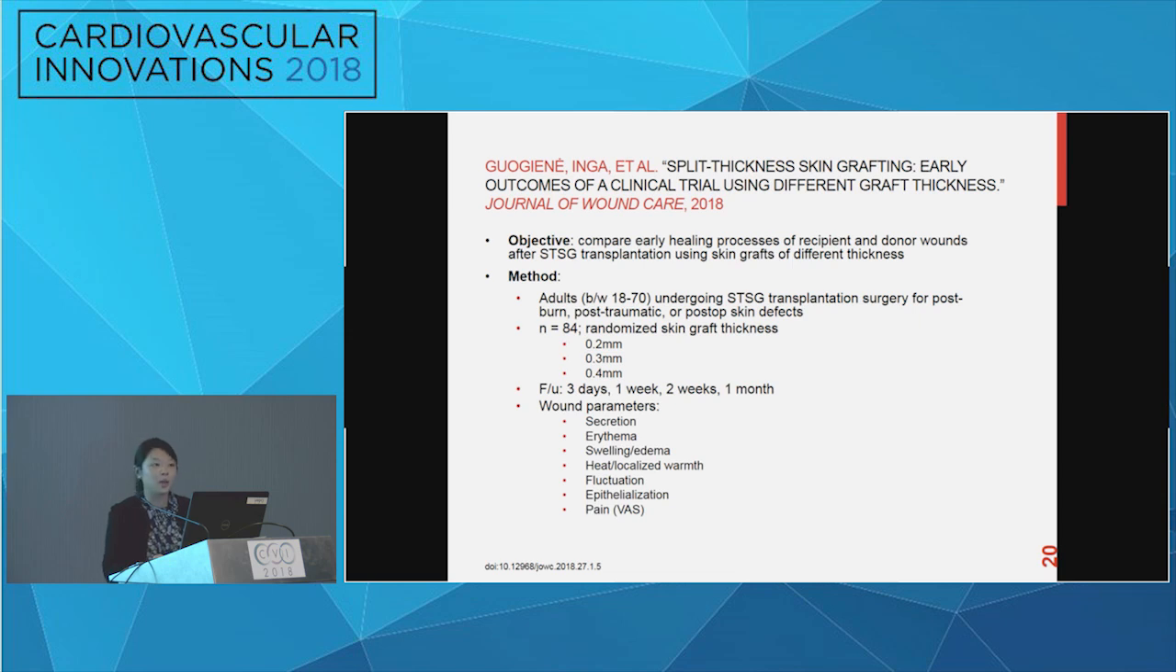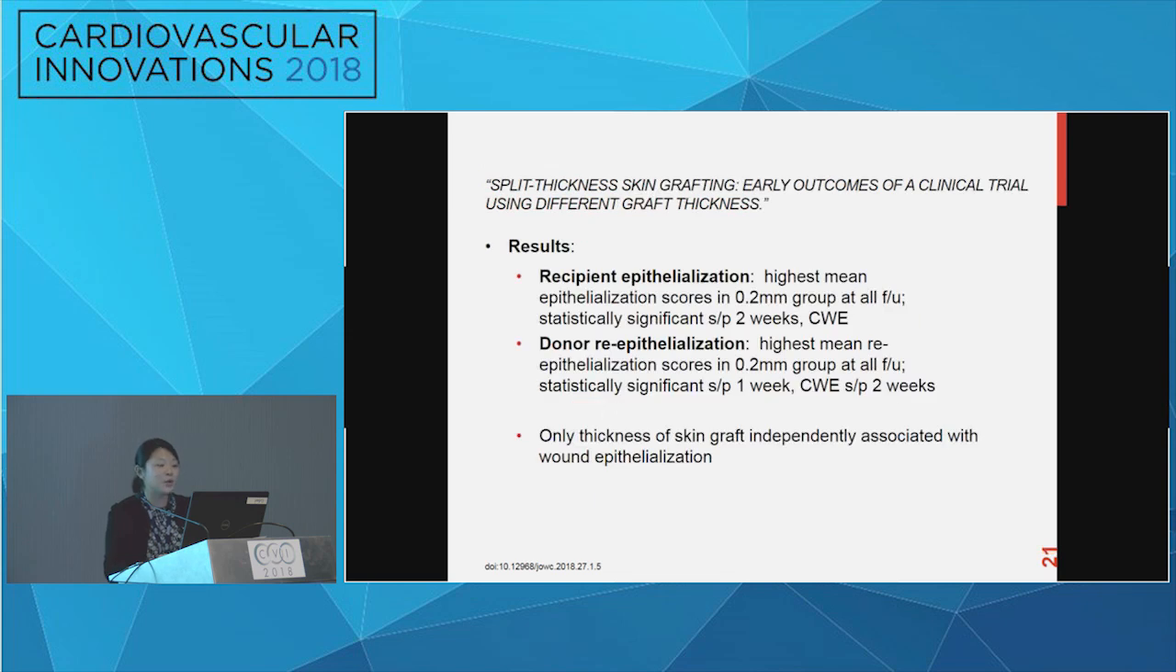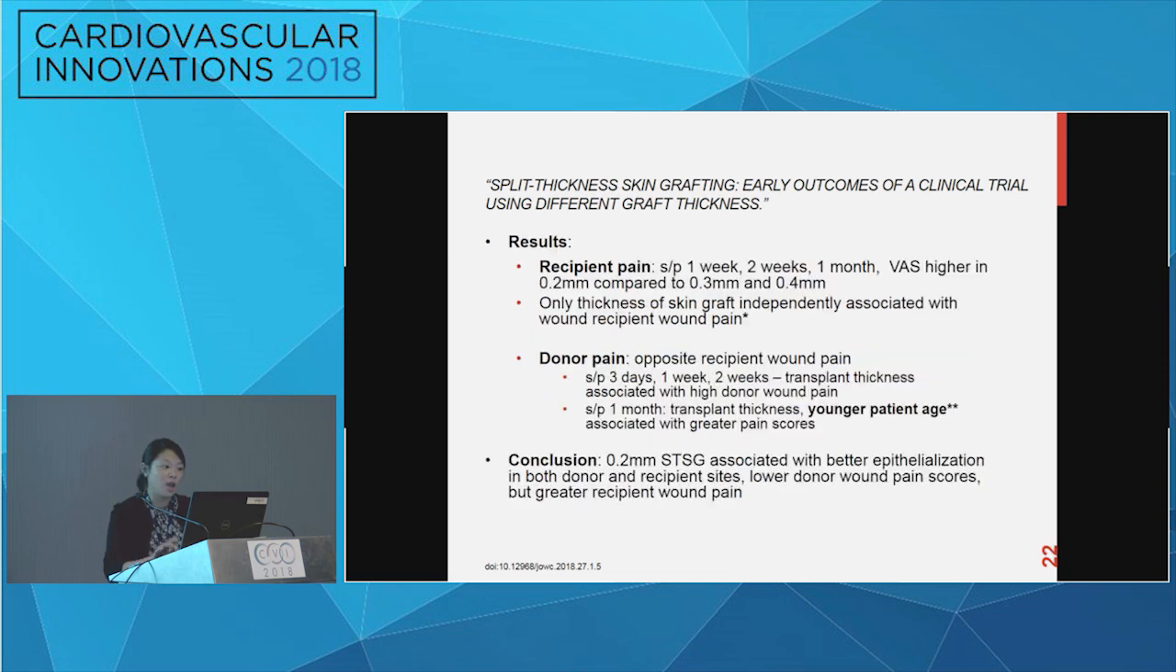They did the conventional therapy where they put a petroleum gauze on top, and then moistened cotton swabs with the tie-over technique to secure it down. They followed them up at 3 days, 1 week, 2 weeks, and 1 month post-op. And these are the parameters that they were looking at. What they found was that in the patients that received the thinner graft, the recipient site epithelialized quicker, statistically significant at 2 weeks. And the same at the donor site, although it was statistically significant at 1 week. And they determined that only the thickness of the graft was independently associated with wound epithelialization.